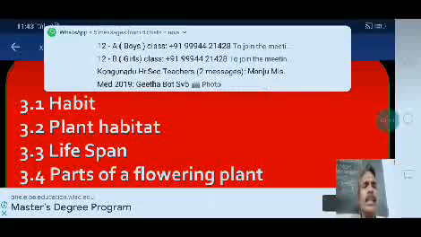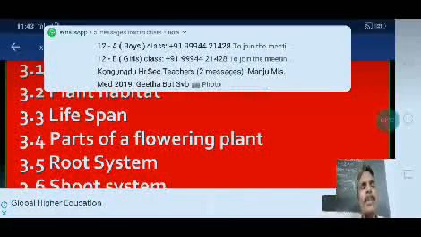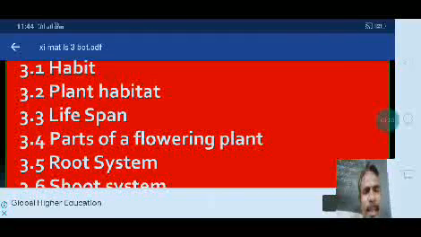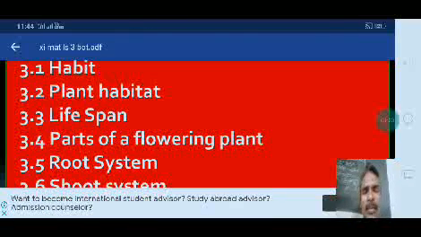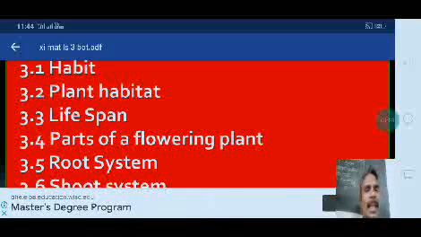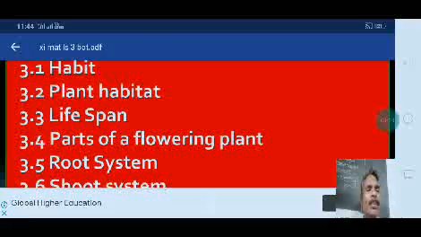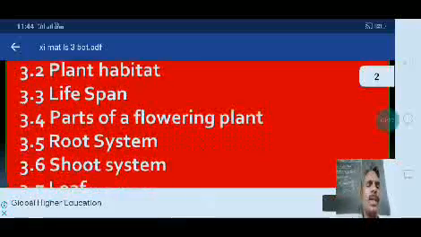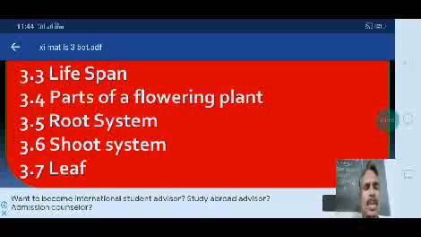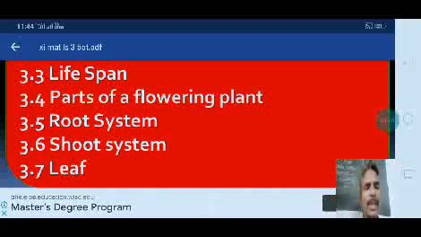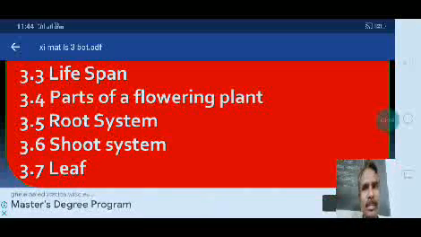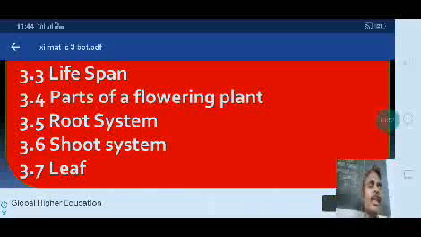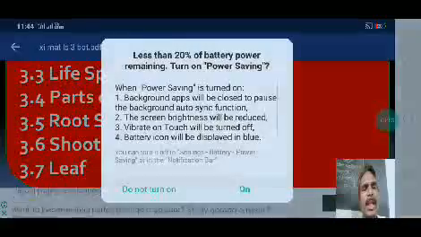Then parts of the flowering plant, which type of parts these plants have: a leaf or root or stem or flowers or axillary bud. That is called parts of a flowering plant. Then root system, which type of root system is there, adventitious or taproot system. Then shoot system, the aerial part of the plant, how they are covered, what type of shoot system is there. Then the last one is leaf, what type of leaf it will present, common leaf or otherwise, any venation that will occur in a leaf. You have to study one by one.